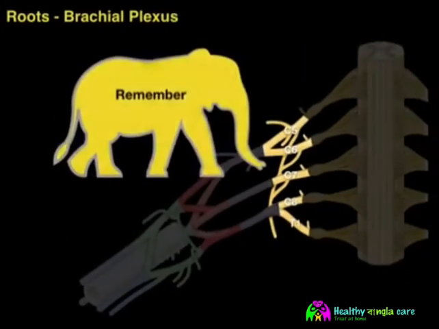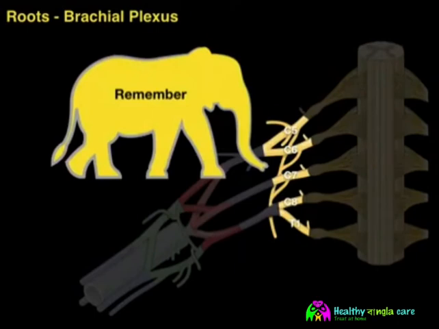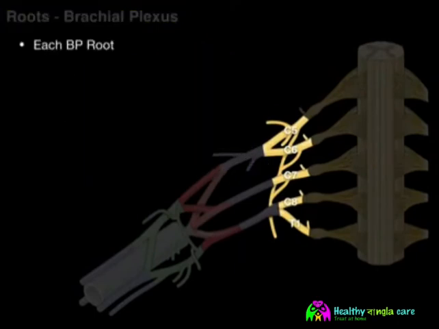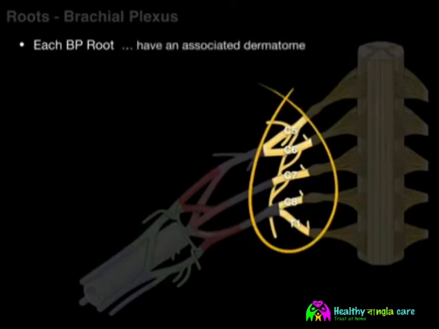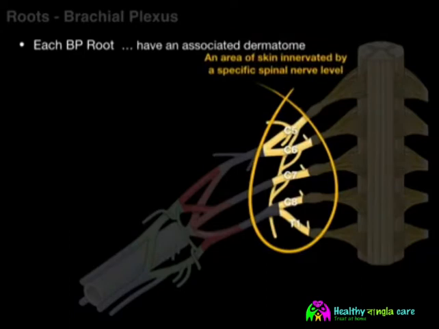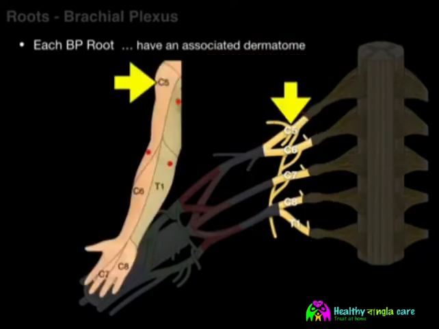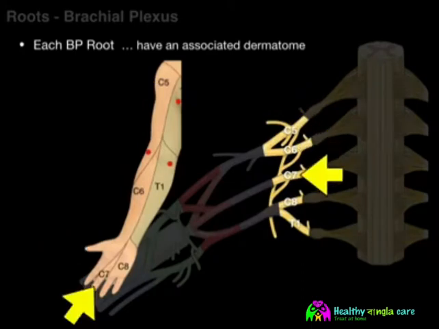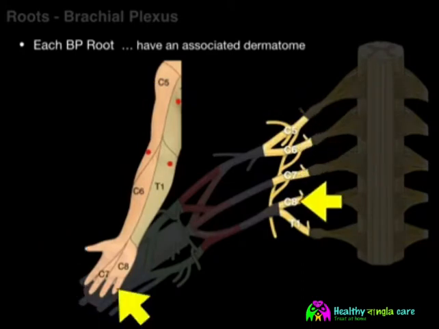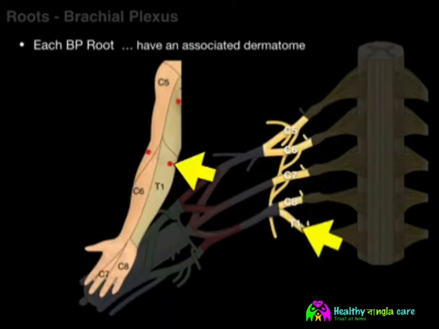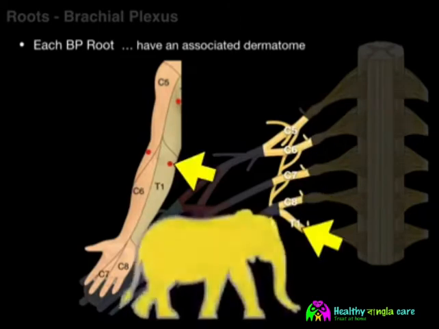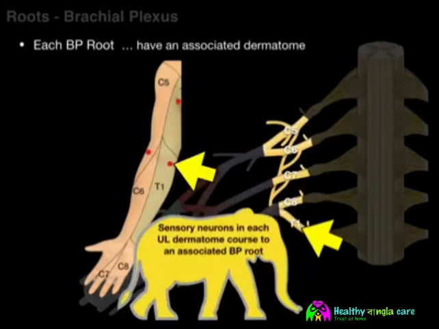Okay, so a couple of things about the roots to remember. First is that each brachial plexus root has an associated dermatome, and a dermatome is an area of skin innervated by a specific spinal nerve level. And so there are our dermatomes. So the C5 root with the C5 dermatome, C6 root, C6 dermatome, C7 root, C7 dermatome, C8 root, C8 dermatome, T1 root, T1 dermatome. So the thing to remember is this: sensory neurons in each upper limb dermatome course to an associated brachial plexus root.